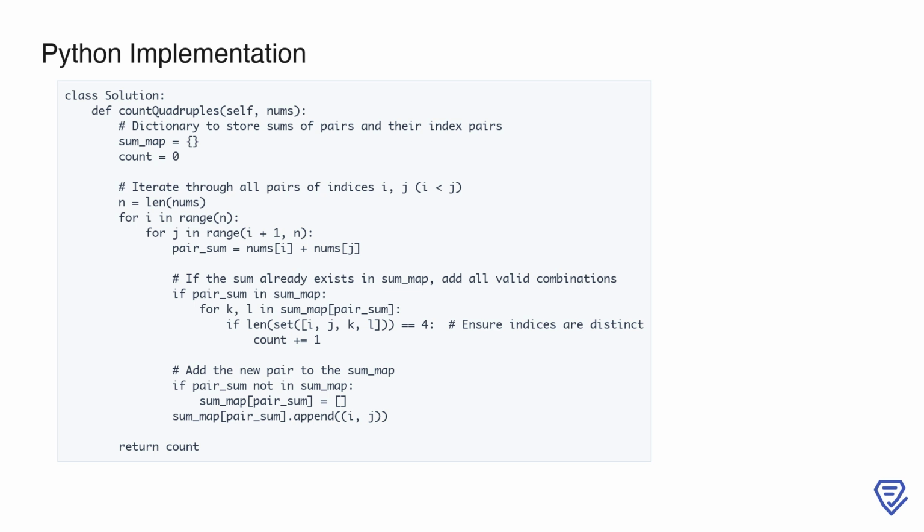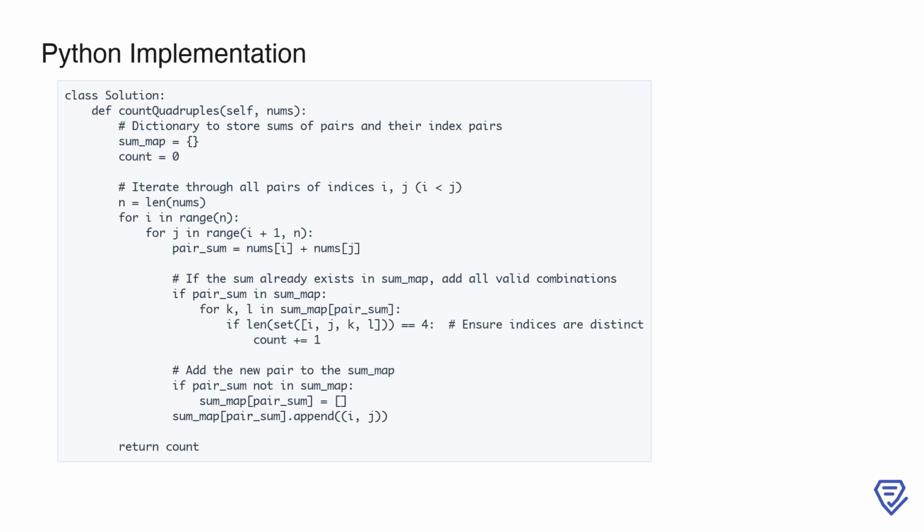5. Add the current pair to the map. After processing, we add the current pair, i, j, to the list of pairs for the current sum in sum_map. If the sum is not already in the map, we initialize it with an empty list. 6. Return the result. After processing all pairs, we return the count of valid quadruples.